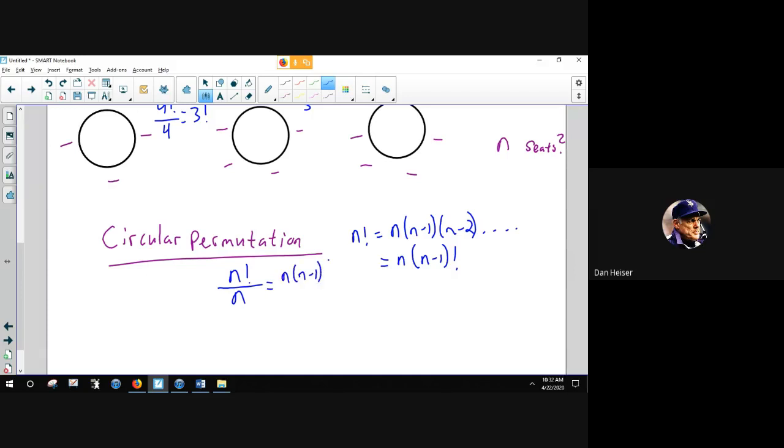The reason I did that is so I could divide it out here. When we arrange things in a circle, it is n minus 1 factorial. I have 12 items, the 12 Knights of the Round Table. There are 11 factorial ways they could arrange themselves on a round table.